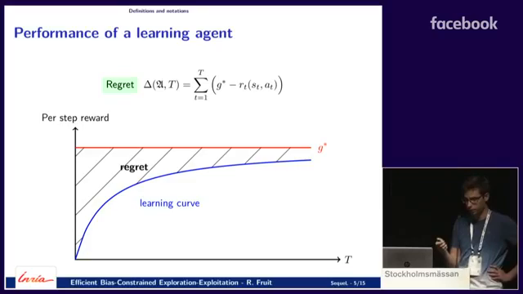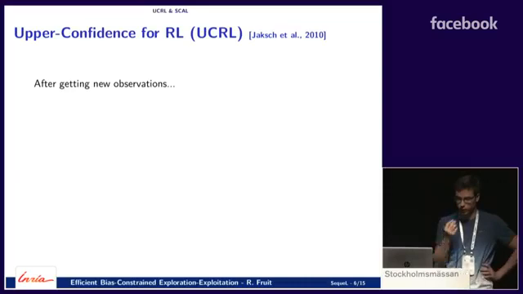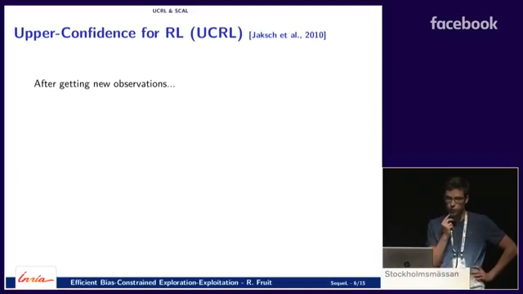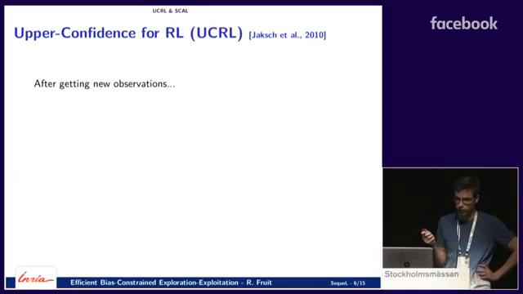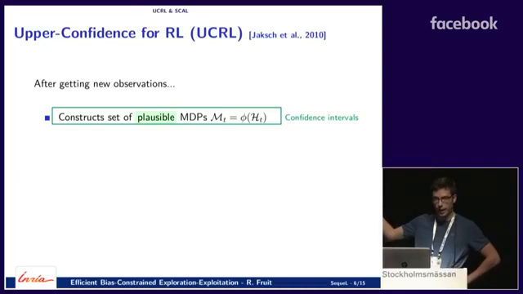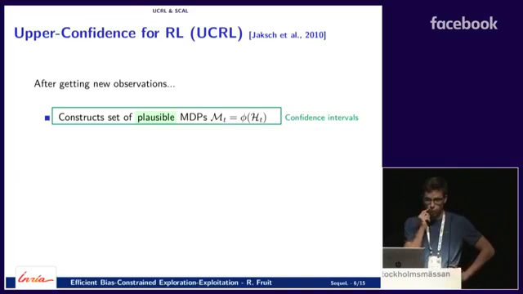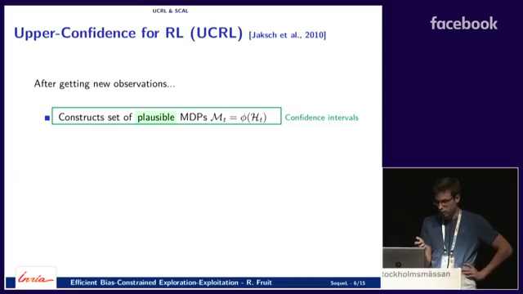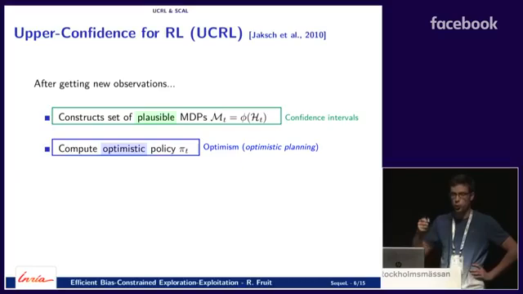So in the introduction, I briefly mentioned the concept of optimism in the face of uncertainty, and now let me describe a state-of-the-art algorithm, UCRL, introduced in 2010, that implements this principle. So what UCRL does is basically, after getting new observations, it does two things. The first thing it does is to construct a set of plausible MDPs, calligraphic M_t at time t, that is based on the past history, H_t. Usually this is done using maximum likelihood estimators and high probability confidence bounds. And then the second thing is to compute an optimistic policy, pi_t.